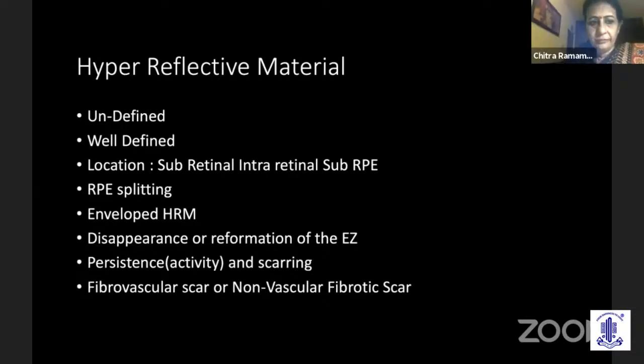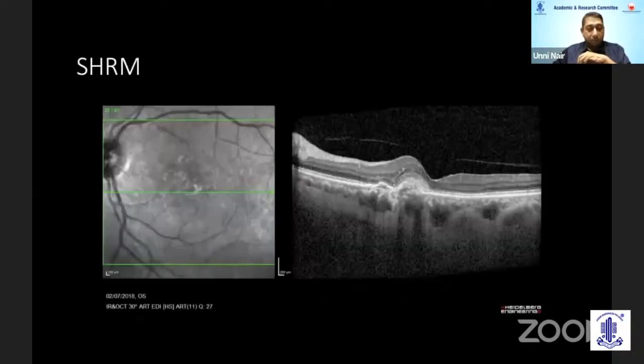First of all, the hyperreflective material. It is defined as two types: one is undefined, and the other is well-defined. Based on location, you have subretinal, intraretinal, and sub-RPE. There are a few terminologies called RPE splitting and enveloping. The key point about HRM is its persistence into a scar, and the ability to differentiate whether the scar is fibrotic or non-fibrotic.